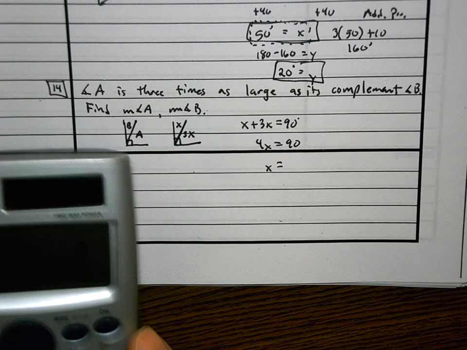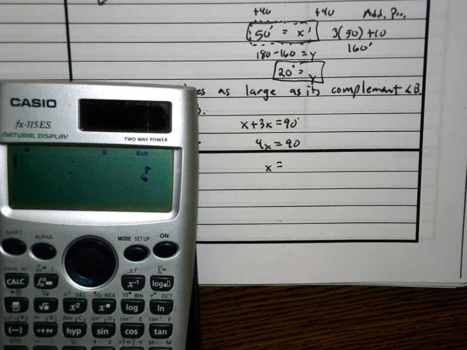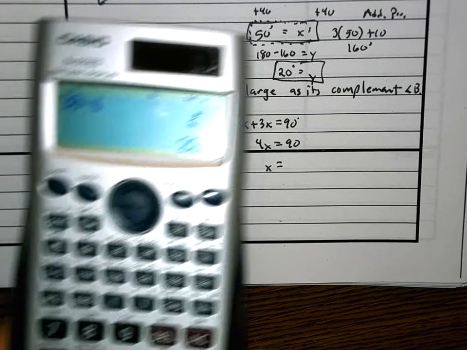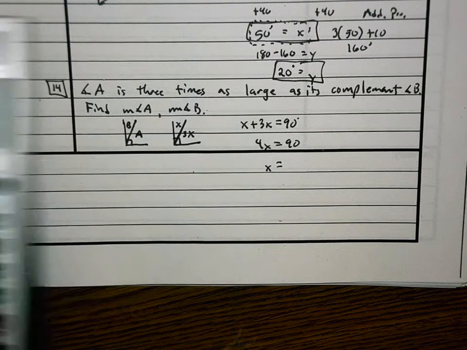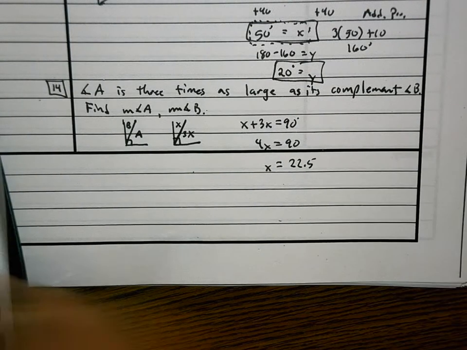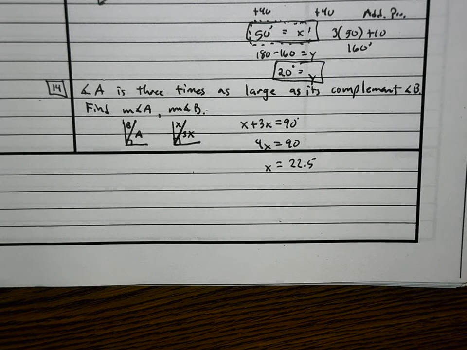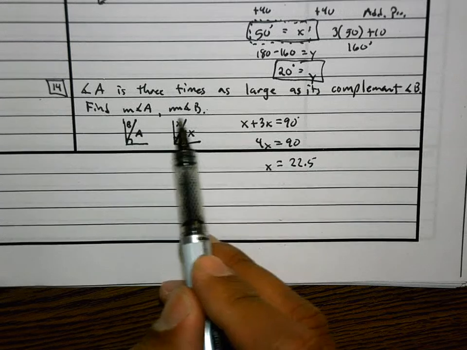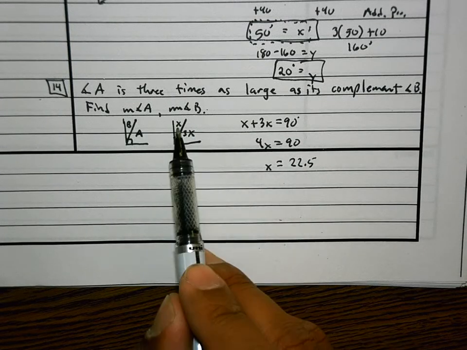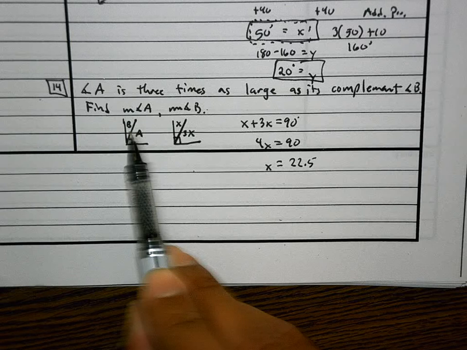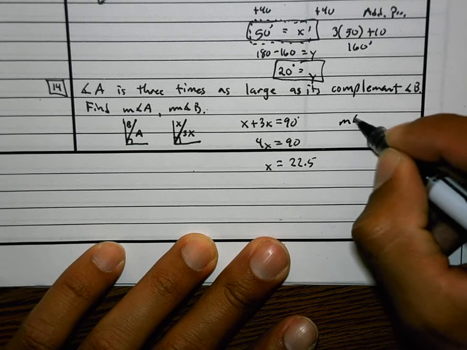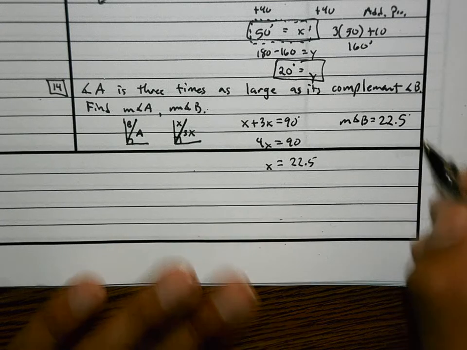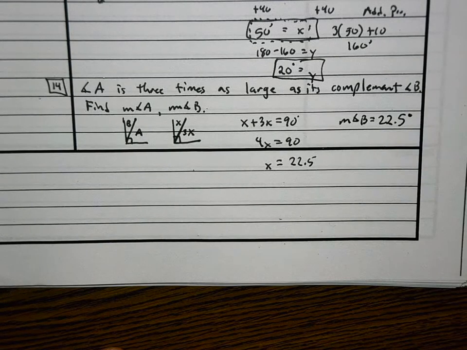I think it comes out to a decimal. Okay, wait a second though. So now remember what the question asked for. Find the measure of angle A and find the measure of angle B. X, what did I find? I found the measure of what angle? B. So I found that angle B was 22.5 degrees. I have not found the measure of angle A yet.